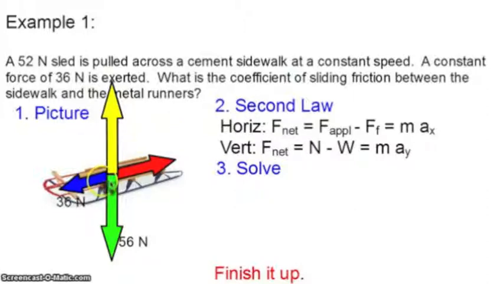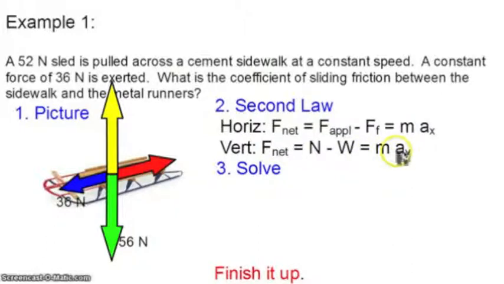So we write the second law for each direction that's important. In the horizontal direction, the net force is equal to the applied force, the blue one, minus the friction force, the red one. It's minus friction because friction is against motion. That's equal to the mass times the acceleration in the x direction. And in the vertical direction, the net force is equal to the normal minus the weight. The normal is the yellow force, and the weight is the green, and that equals the sled's mass times its acceleration in the y direction.